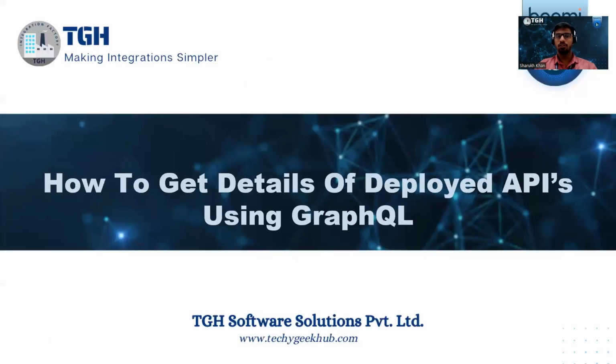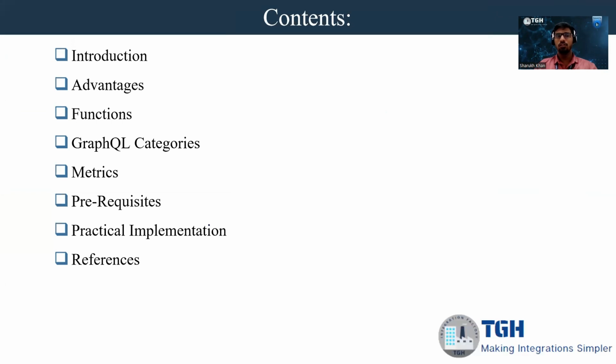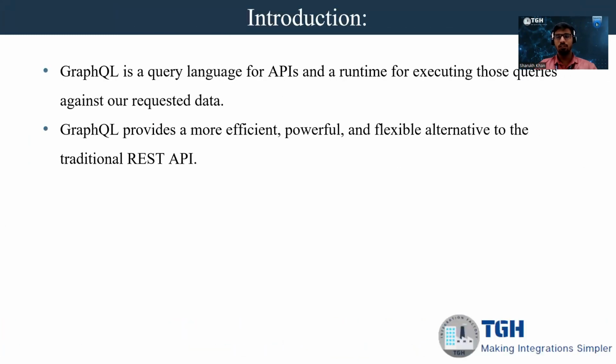So today I'm going to give a tech talk on how to get the details of deployed APIs using GraphQL. Let us know what all the contents we are going to learn. First is introduction, advantages of GraphQL, which functions are present in GraphQL, and GraphQL categories, metrics, prerequisites for implementing that in Boomi, and we will see the practical implementation in Boomi and some of the references. So let us see what is GraphQL.